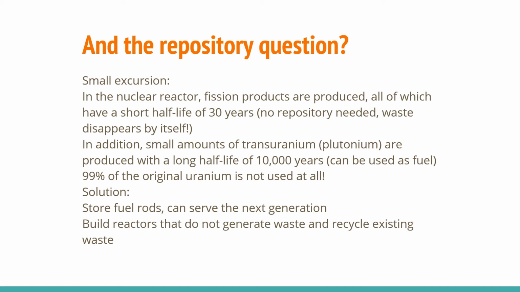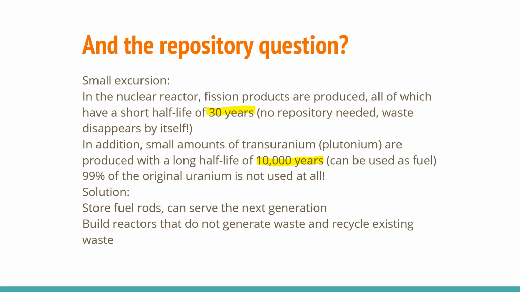And as already mentioned, in a reactor we produce so-called transuranium, that are elements that have a higher number than uranium, and most famous is plutonium, and they have a half-life time of up to 10,000 years. And this is the core problem, this 10,000 years. So 30 years, 10,000, you see the real difference.